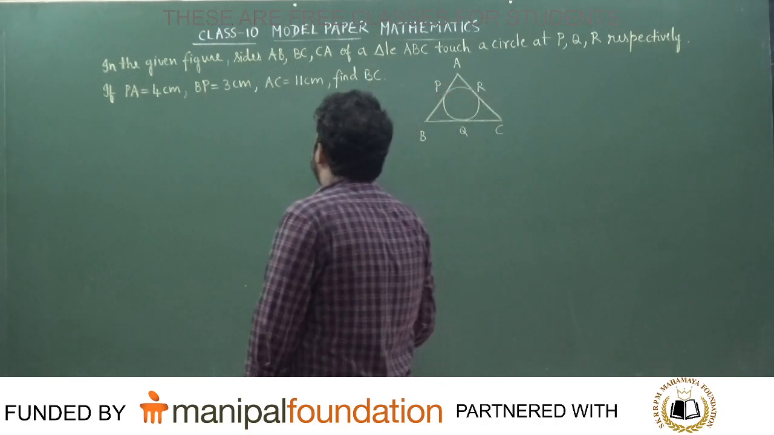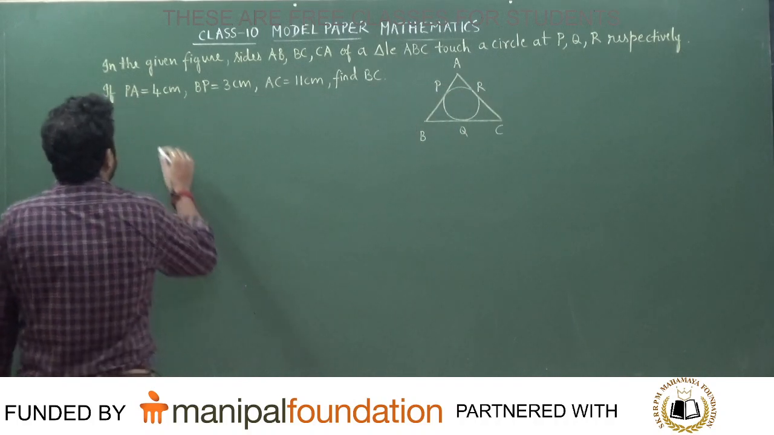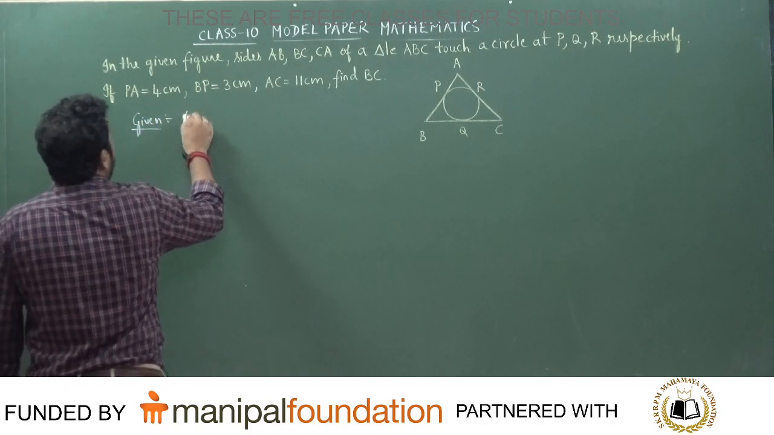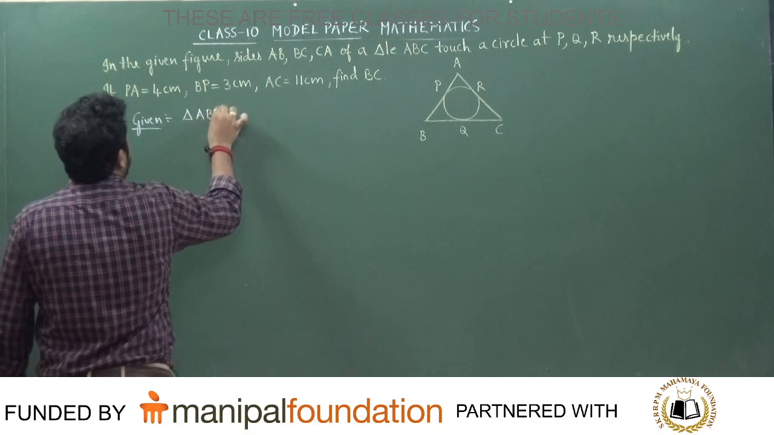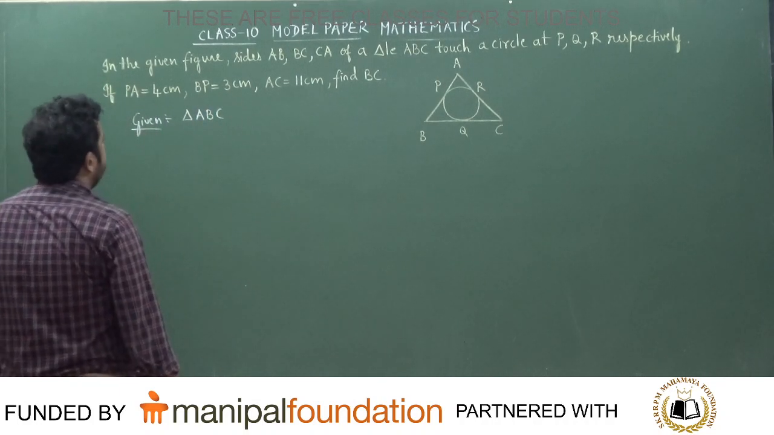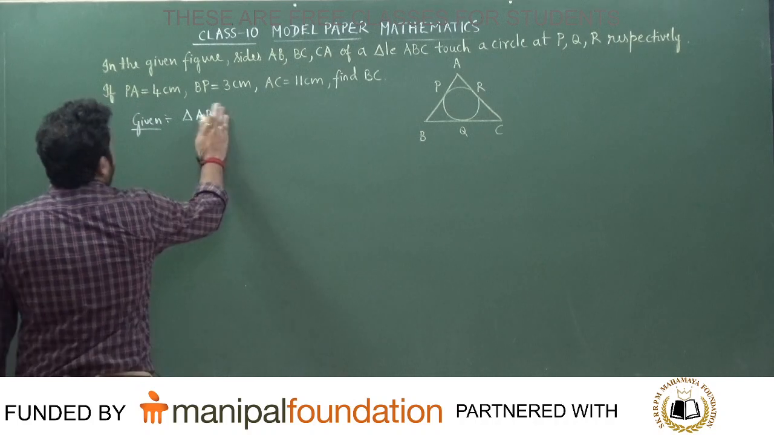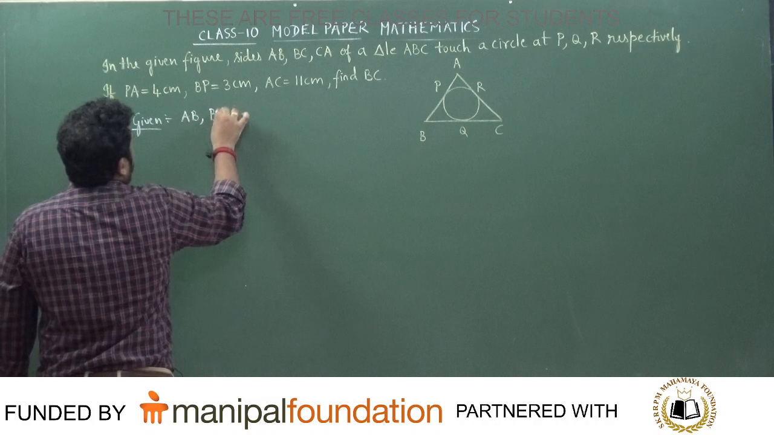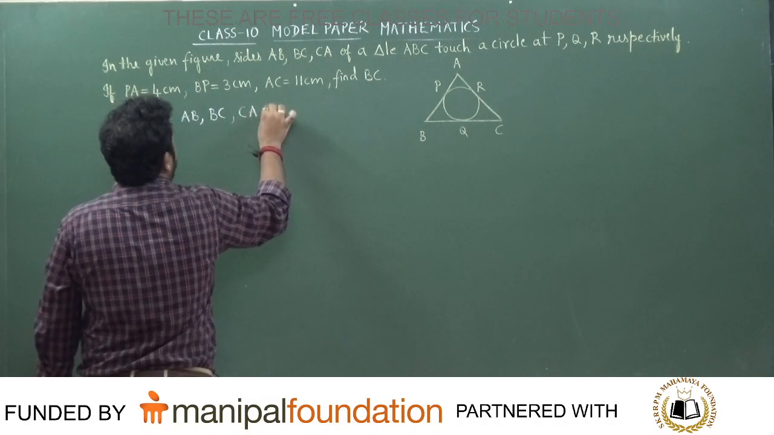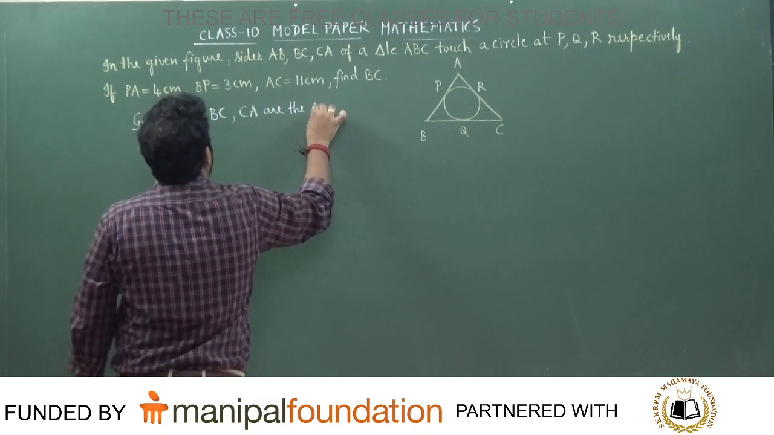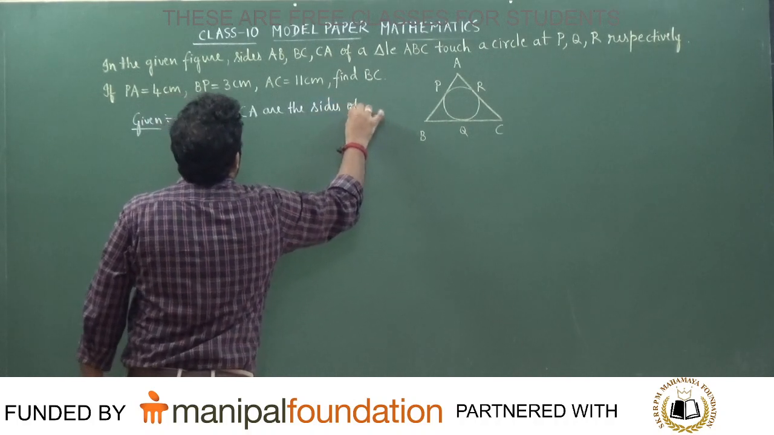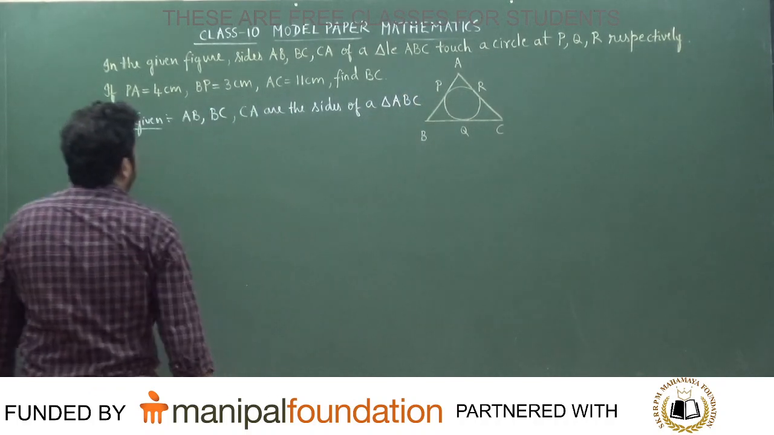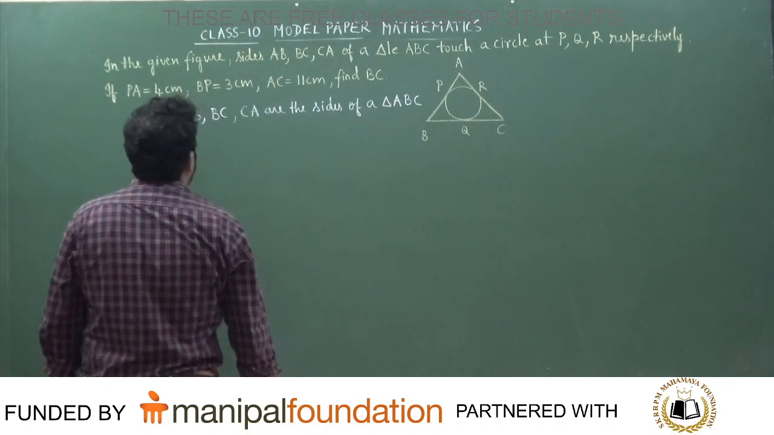Now all of you concentrate, students. What is given in the problem? Given in the problem, AB, BC, CA are the sides of a triangle ABC. This is a 2-mark question. All of you write it correctly, students.